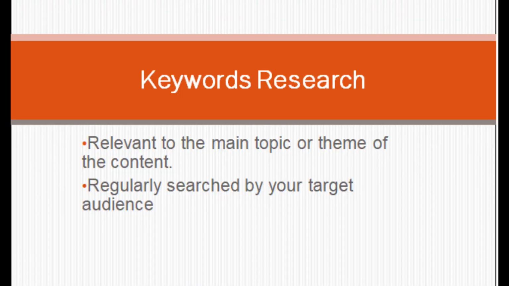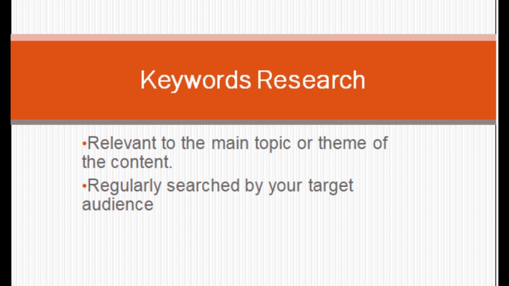So let's start talking about the on-page SEO checklist. Number 1 is keyword research. On-page SEO starts with finding the best keyword for a particular page of content. The best keyword is the phrase or term that is relevant to the main topic or theme of the content. The keyword should be an accurate description of your content.